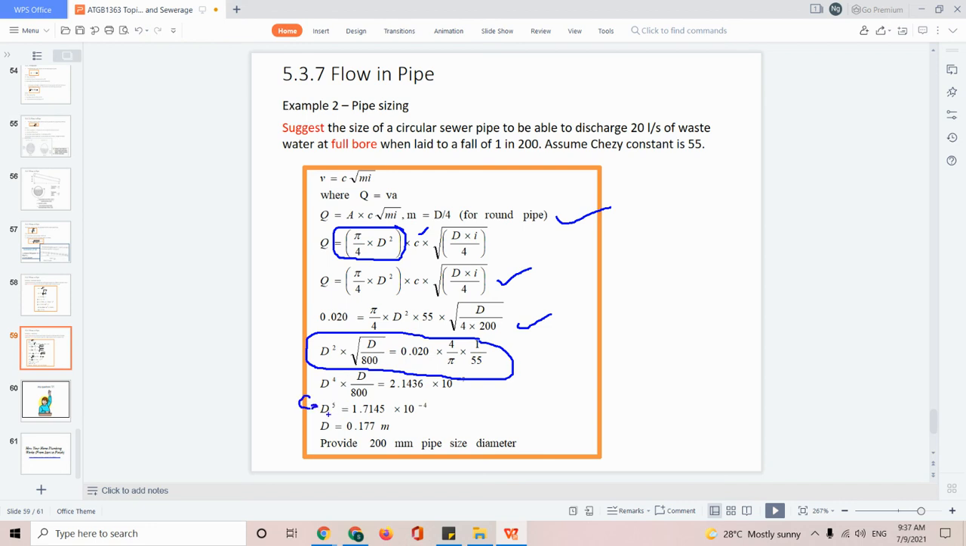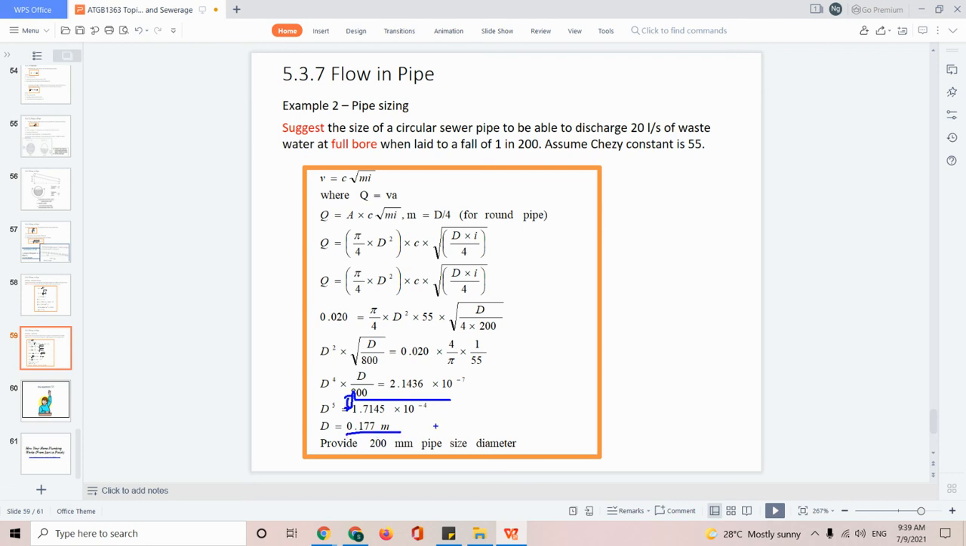So we can solve it normally. You will get this D to the power of 5. Once we move it around and multiply it, you get D to the power of 5 equals a very, very small value. And then this is the important part. You need to be able to take the fifth root of it. Move this to the right, and then you can take the fifth root, and you'll be able to get a value, which is 0.177.